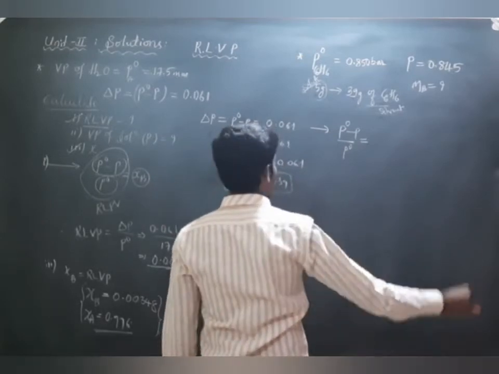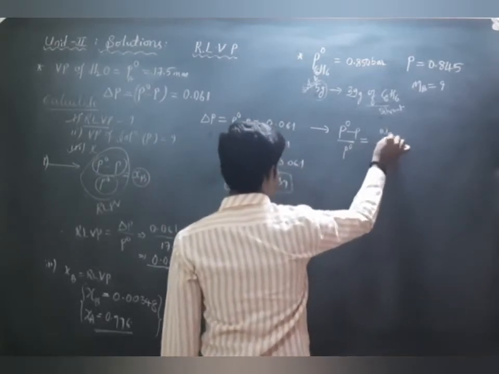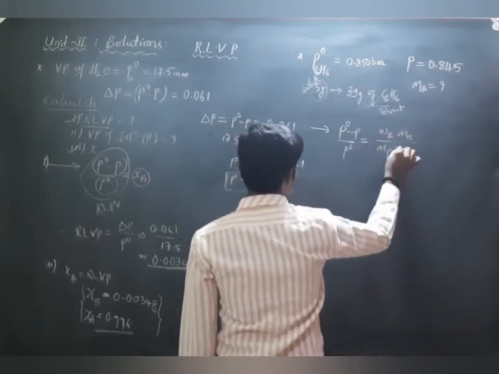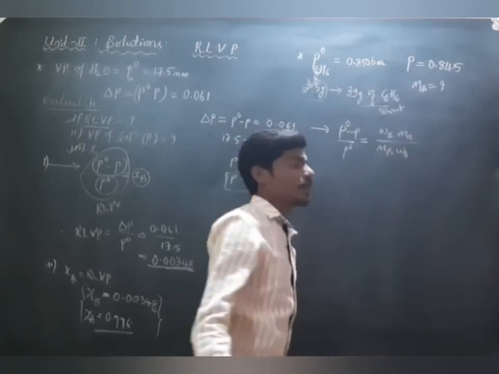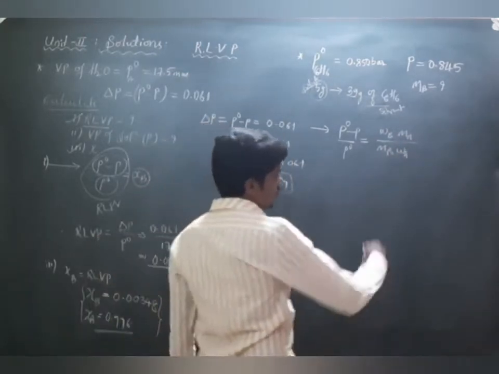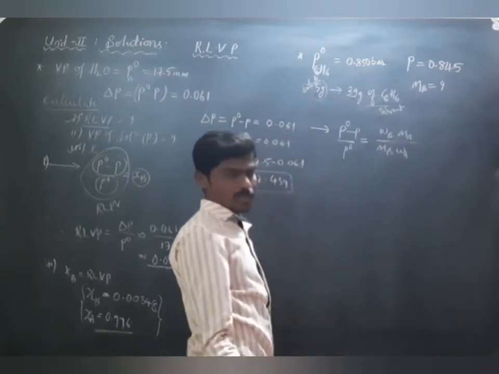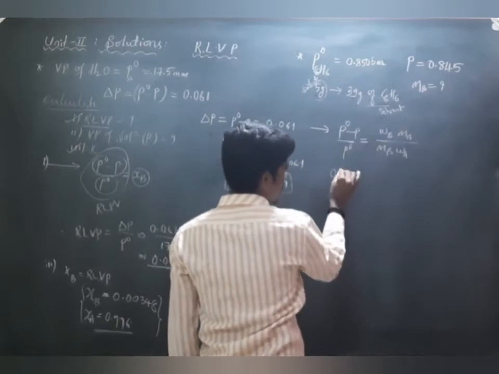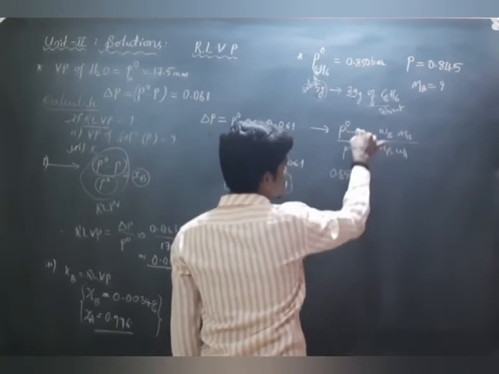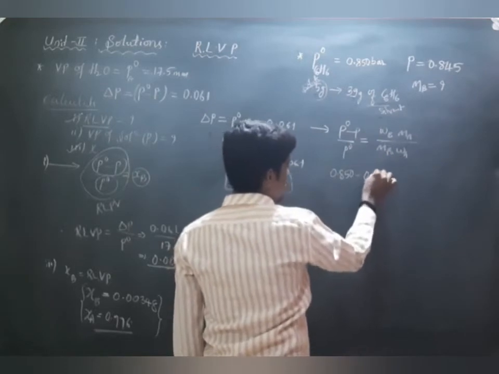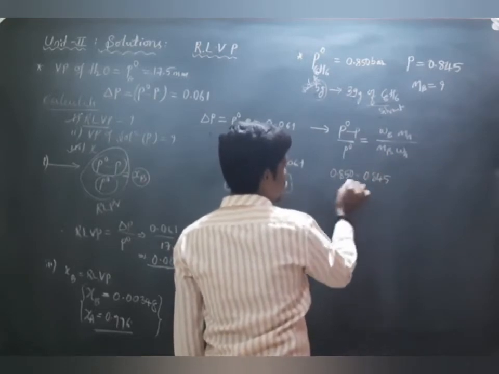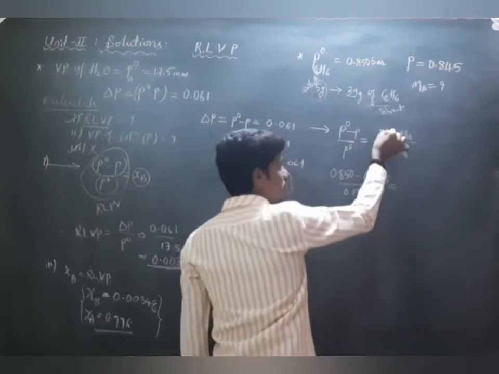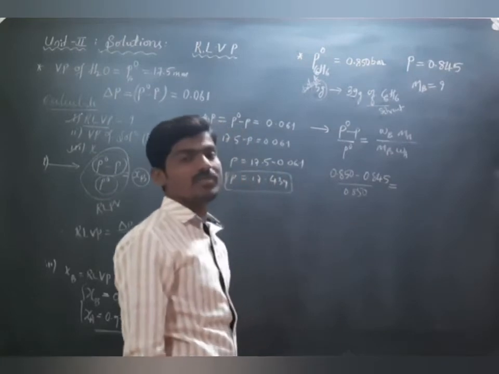In place of XB we can write nB, that is WB by MB, MA divided by WA. Direct formula I have written. Now substitute the values and simplify. Substitution and simplification. So P naught value is given, 0.850, minus solution value, 0.845, divided by P naught 0.850, is equal to WB, the given mass of solute.